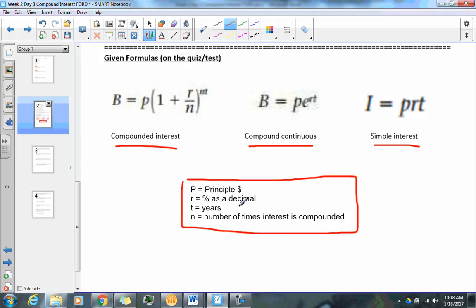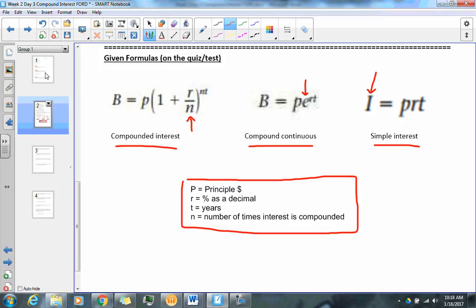Now, what all the letters stand for is this right here. Principal, percent as a decimal, you're going to have to write that down. Now, the one thing that might be a little confusing is what this E is in the continuous formula, what this I is in this continuous formula, and we'll talk about that as we're working through it. And lastly, and this is what we're going to start with first, is what the N equals. All right, so N equals the number of times interest is compounded, and we'll talk about that in a second.